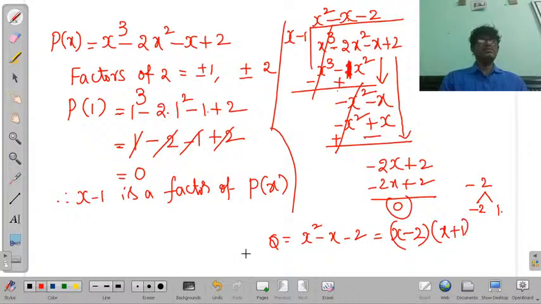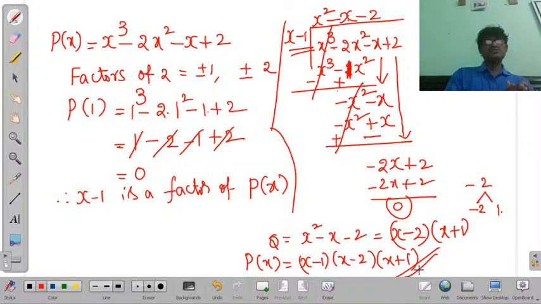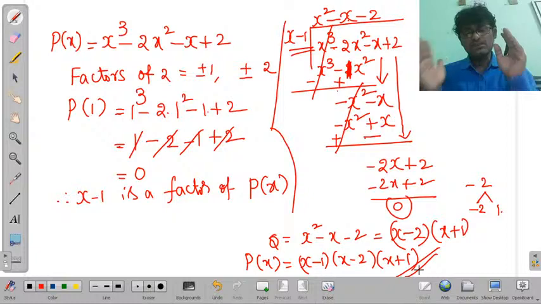So the polynomial p of x equal to, that is, x minus 1 is one factor. So x minus 1, then into x minus 2, then into x plus 1. Right? Like this. So p of x equal to x minus 1 into x minus 2 into x plus 1. Like this, we can factorize the polynomial.